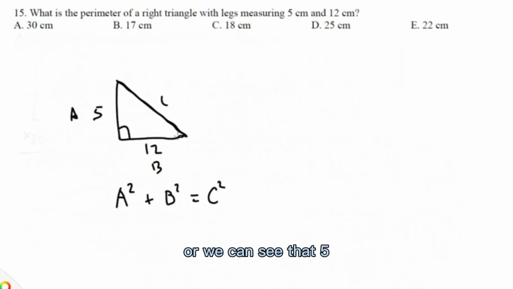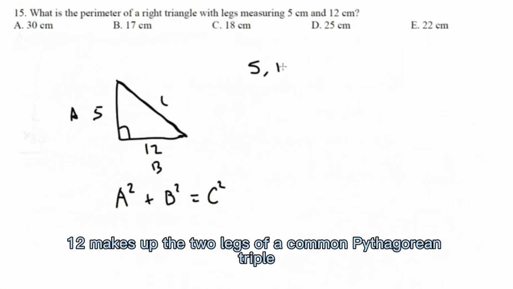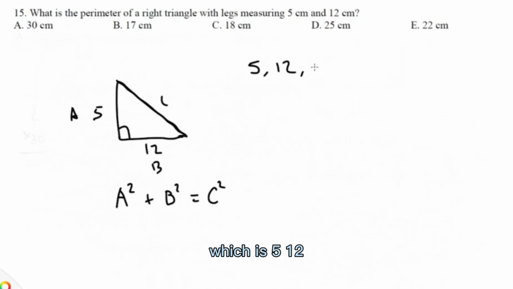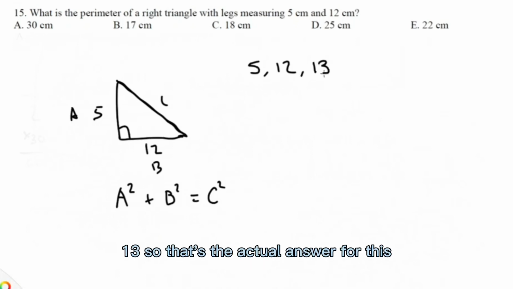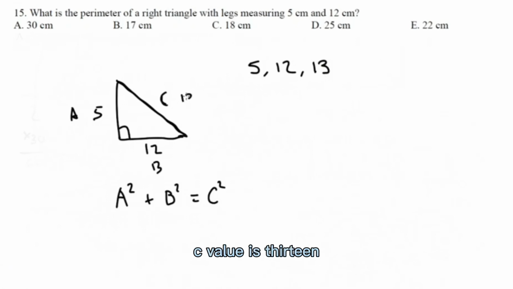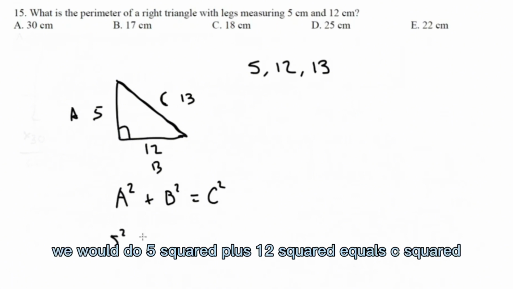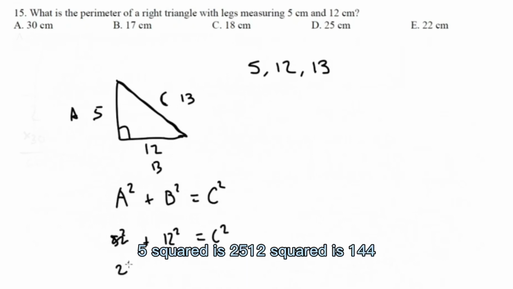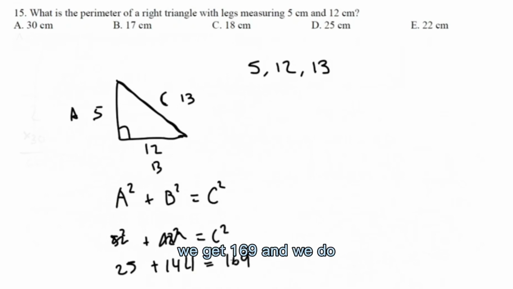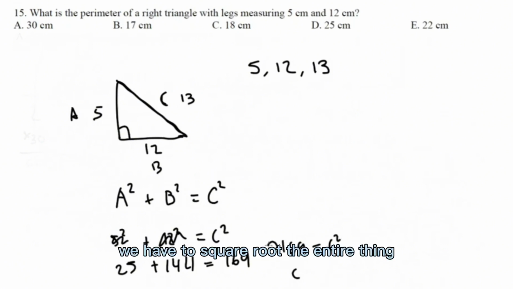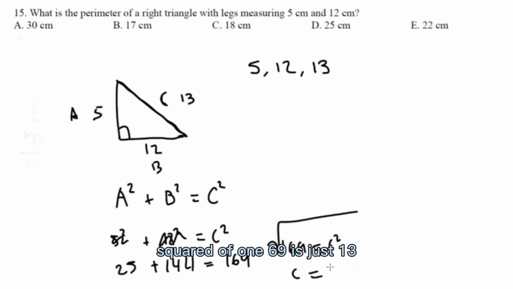Or we can see that 5, 12 makes up the two legs of a common Pythagorean triple, which is 5, 12, 13. So that's the actual answer for this c value. It's 13. But if we were to solve this the real way, doing the Pythagorean theorem, we would do 5 squared plus 12 squared equals c squared. 5 squared is 25, 12 squared is 144. So when we add them, we get 169. And when we do the square root of that, because remember, 169 equals c squared, we have to find c. So to do that, we have to square root the entire thing. The square root of 169 is just 13.